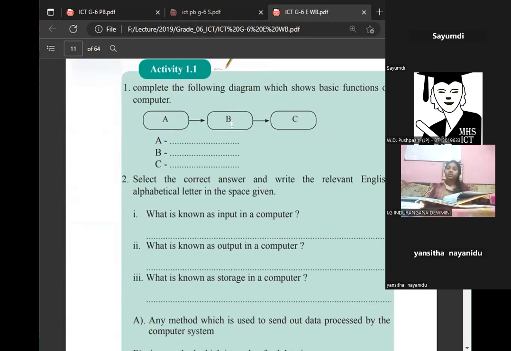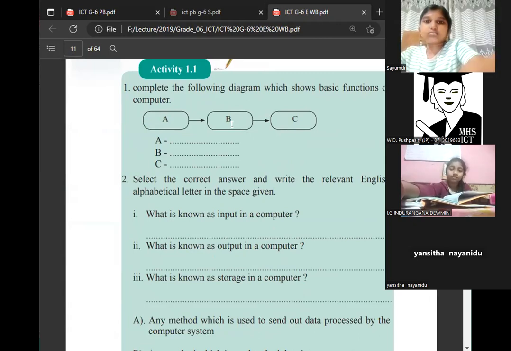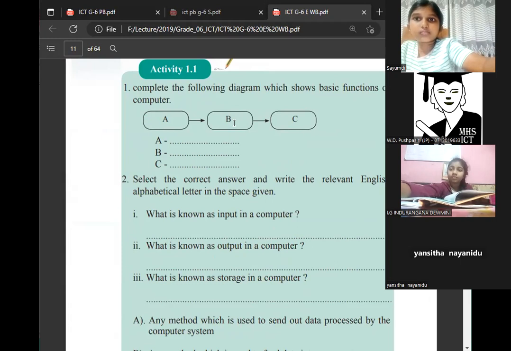Can you see the book? Sayumdi? Yansita? Are you there? Yansita? Yes, sir. I can't see you.